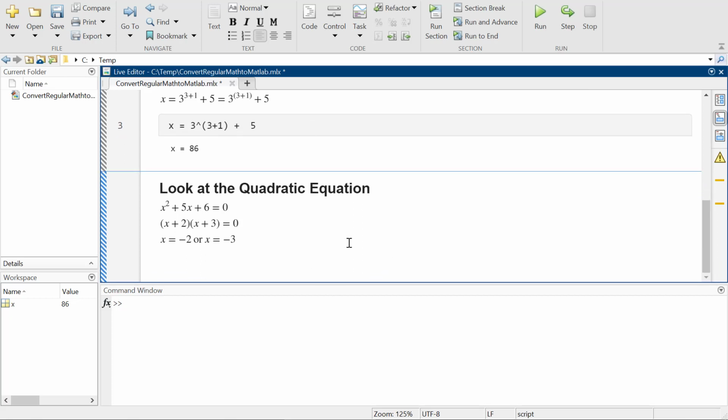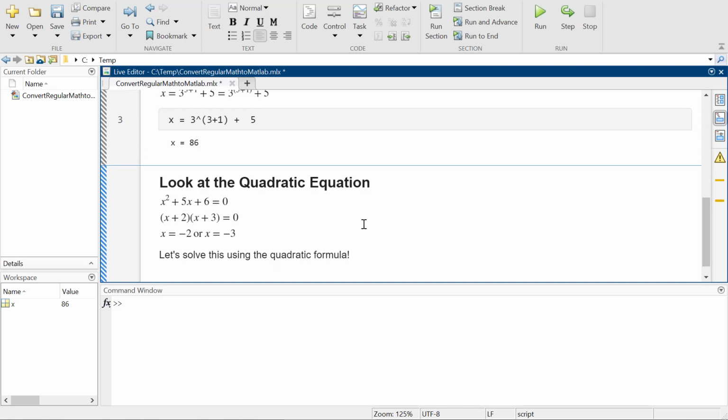So if we're going to have a computer solve this, we're going to have it use the quadratic formula. So let's solve this using the quadratic formula. Now, I could have just set up a quadratic formula in general, but it's always good to start with a problem where I know the answer in advance so I can make sure that it's working.